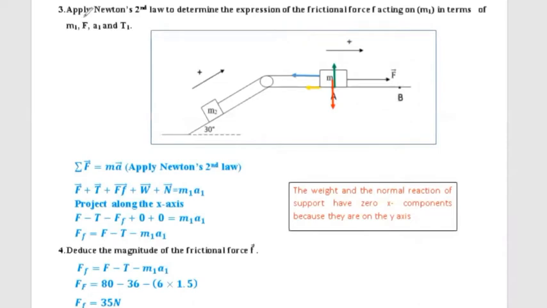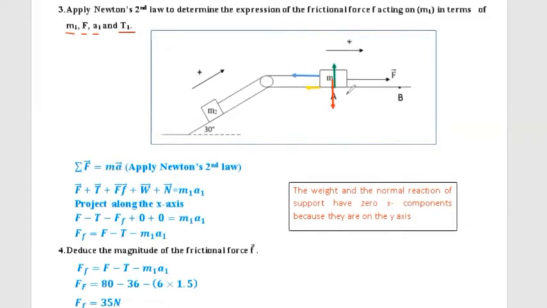In this part, we have to apply Newton's second law to determine the expression of the frictional force Ff acting on m1 in terms of the mass m1, the traction force F, the acceleration of m1, and the tension T1. All of these are given. So we have to find the frictional force in terms of all of these values. So we apply Newton's second law on m1, which is sum of forces equal mass times acceleration.